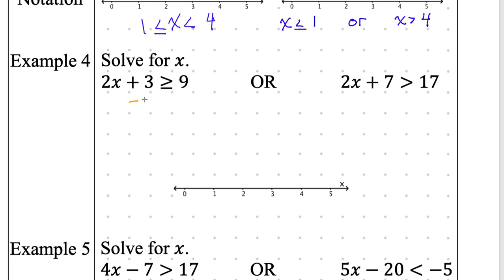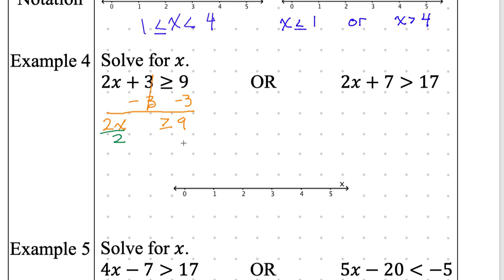I'm going to subtract 3 on both sides, minus 3. I'm going to solve this one, get an equation, solve this one, get an equation, and I'm going to graph both of them on our number line. When I subtract 3 on both sides, 3 goes away. I'm left with 2x is still greater than or equal to 9. I haven't multiplied or divided by a negative, so it doesn't switch a sign. And then finally, I'm going to divide both sides by 2.